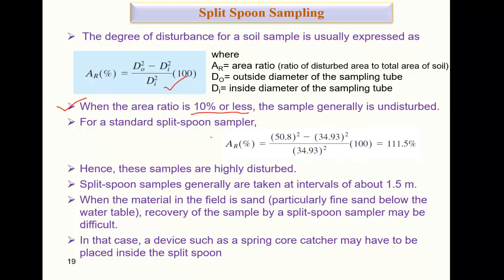Put in the values. Suppose you consider the standard split spoon sampler dimensions. You can see this is the inside, this is the outside, this is the inside. You get around 111.5%, which is highly disturbed, right?